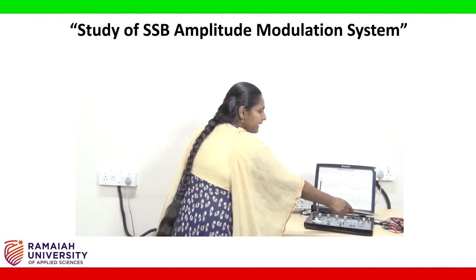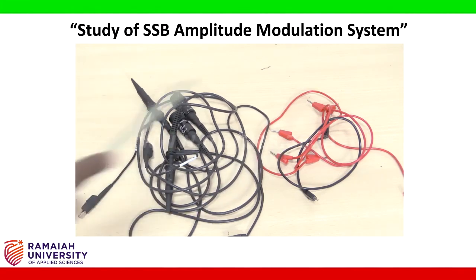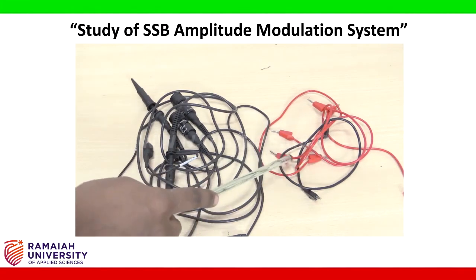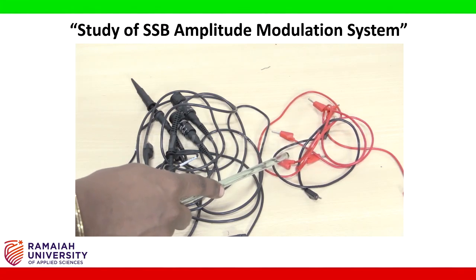Connecting probes and connecting wires. These are the connecting probes which are used to connect from the kit to the CRO. These are the connecting wires to interconnect different places, different nodes of the kits.